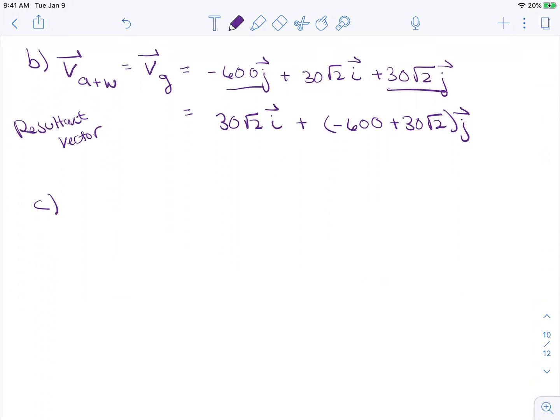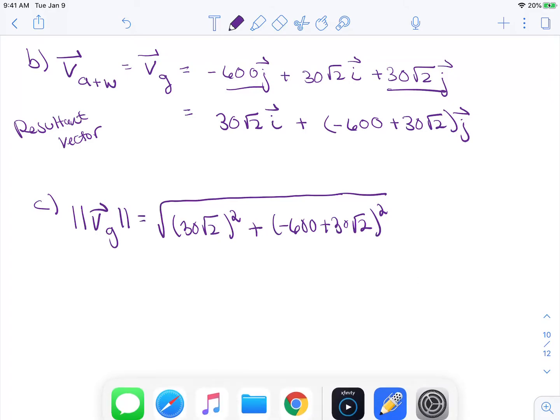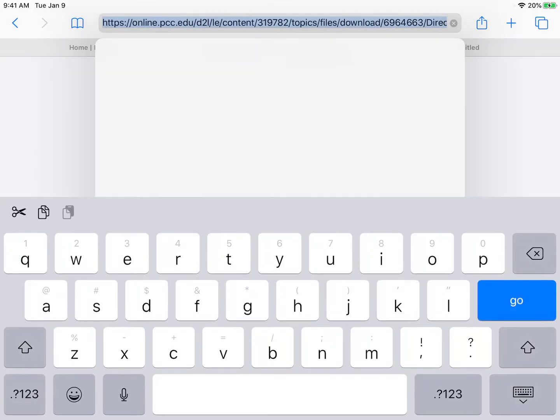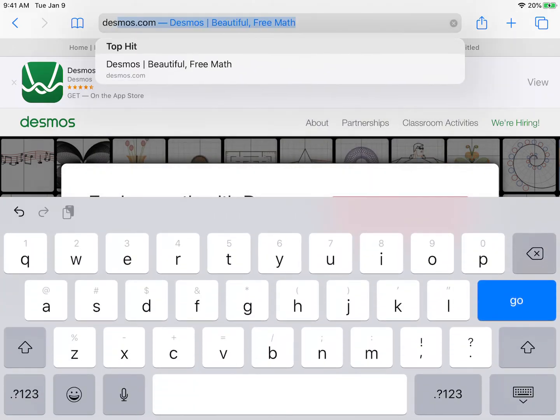So what we need to do is it says find the actual direction and speed. Well, you can do direction first, but speed is magnitude. So remember, your magnitude is the square root of your vector with your i squared and your j squared, just from the Pythagorean theorem. And what I'm going to do now is I'm going to rely on Desmos. Let's go to Desmos Scientific. I think it'll be better.